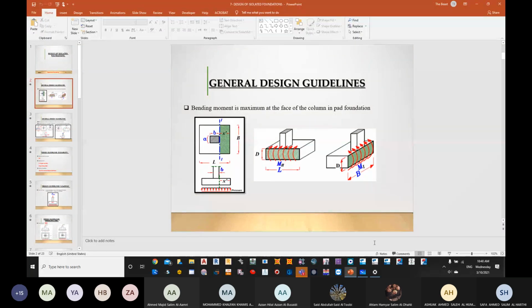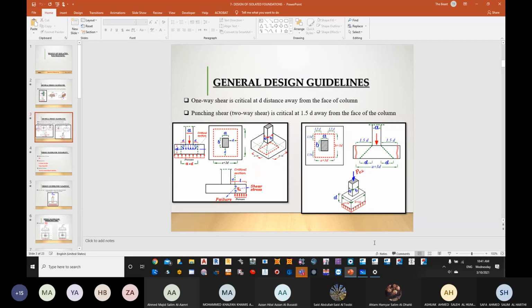Now, this is only for one slide, and we have learned that we need to calculate the bending moment on different sides. But the most important thing for us is to understand that the bending moment is to be calculated at the face of the column. The other two things that we need to take into account are one-way shear and two-way shear. As mentioned in the name, one-way shear is going to be happening in one direction. Two-way shear is going to be happening in two directions.